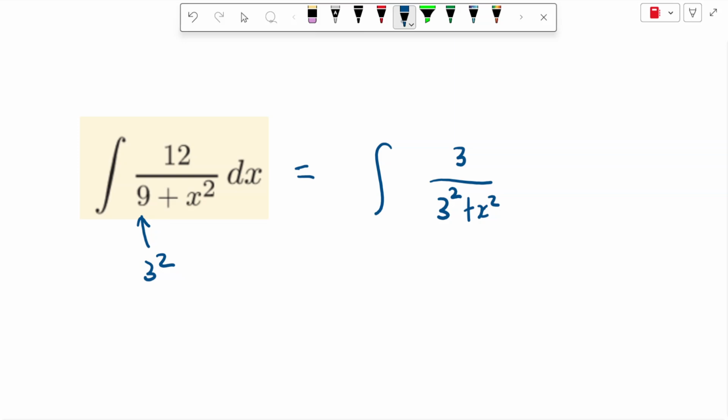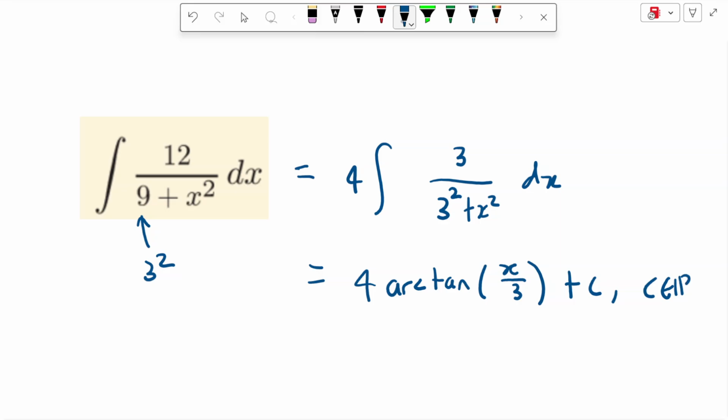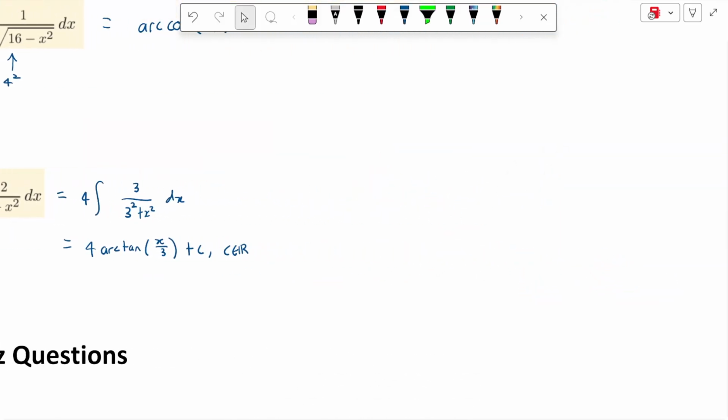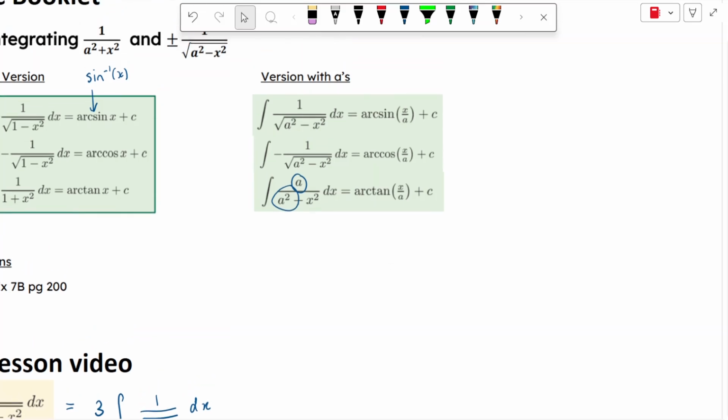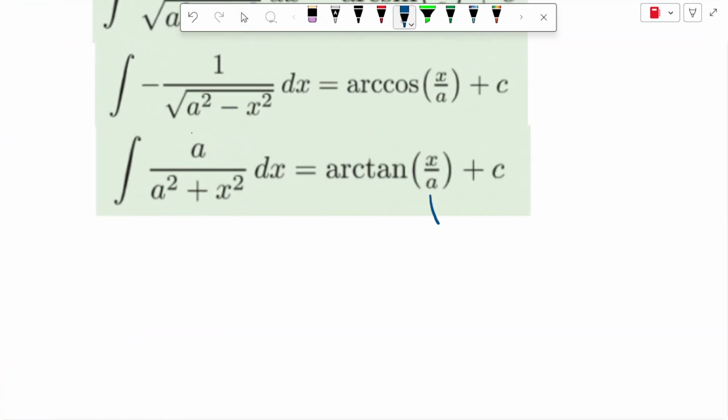Now we don't have a 3 on the top, we do have 12, which is 4 times 3. So I'm going to pull that 4 out the front. Okay, so this is 4, and then it's arctan, it's x over 3, plus c, c in R. And we can just line that up to the rule above. So the 4 stays out the front as a 4, and you get arctan of x over whatever that a value was there.